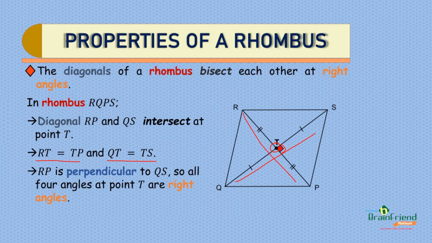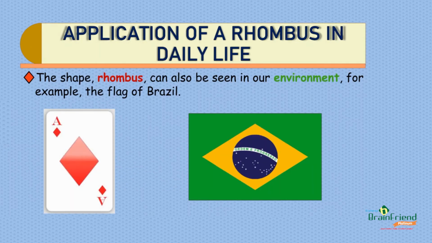Diagonal PR is perpendicular to diagonal QS. Therefore, all 4 angles at point T are right angles. Now, you might be wondering where we can see the shape rhombus in our environment. The flag of Brazil has it, and on the card as well.